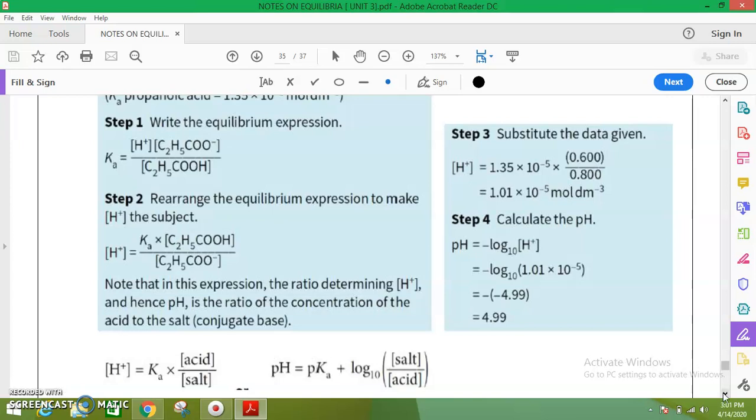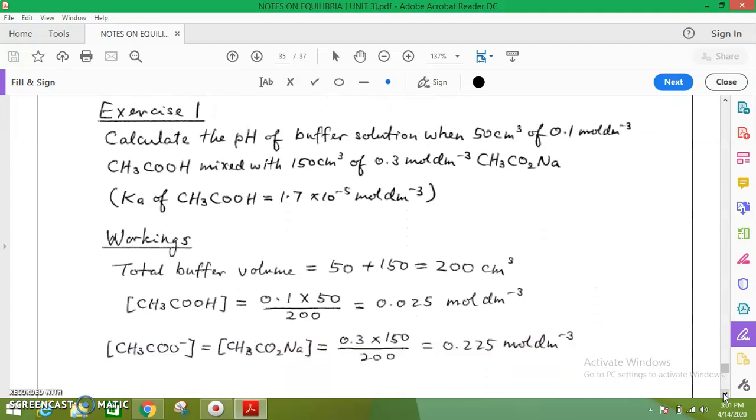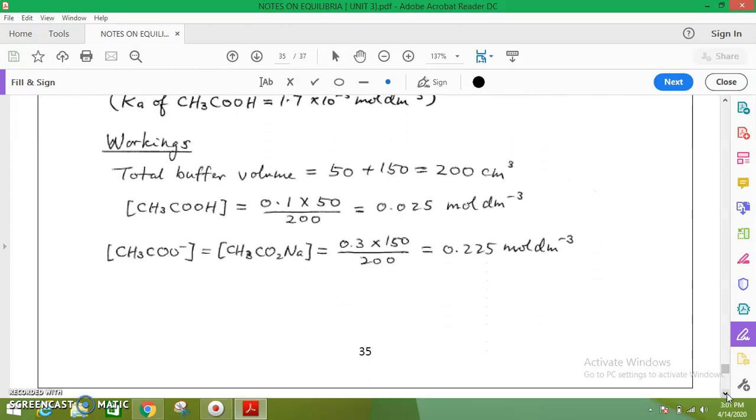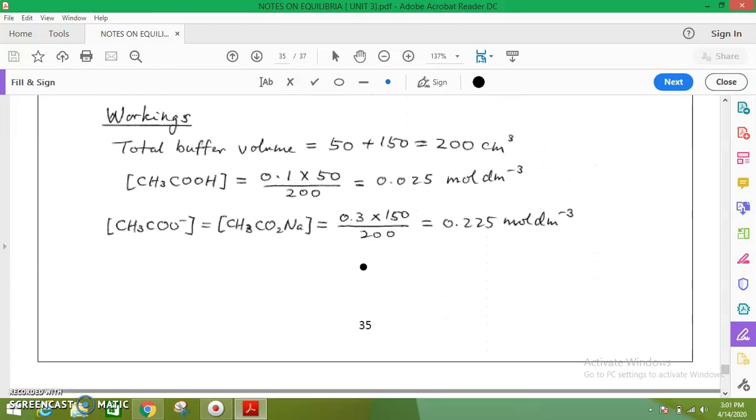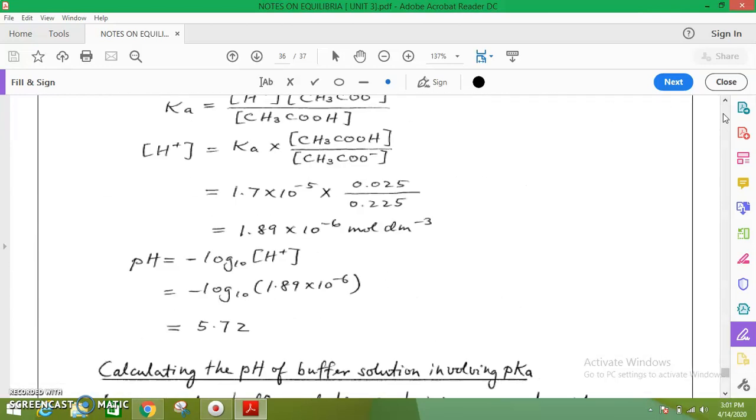The second rule you can use here. Another example is given to you, and for more examples you can see the ionic equilibrium notes and also assignment number 3. Calculate the pH of a buffer solution when 50 cm cube of 0.1 molar ethanoic acid is mixed with 150 cm cube of 0.3 molar salt. Concentration is given, Ka is given to you. You need to first find the number of moles of salt and its conjugate base, then substitute in this rule.